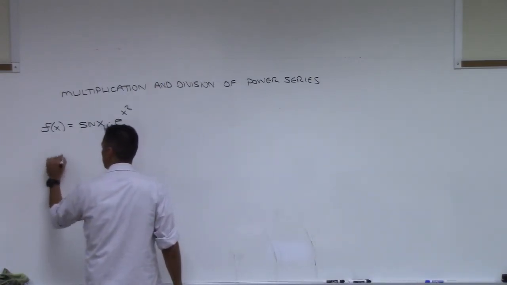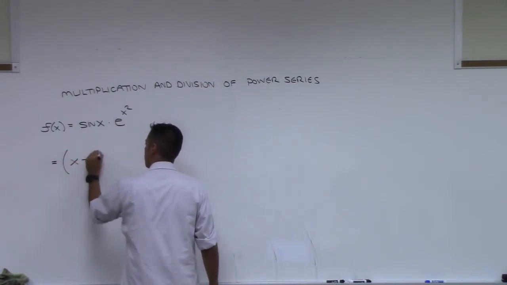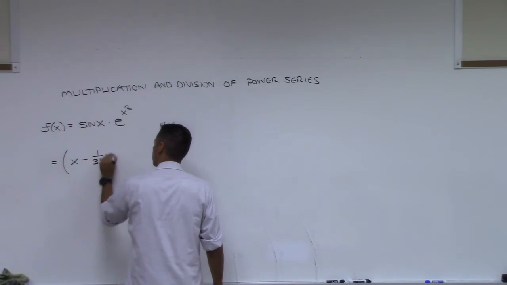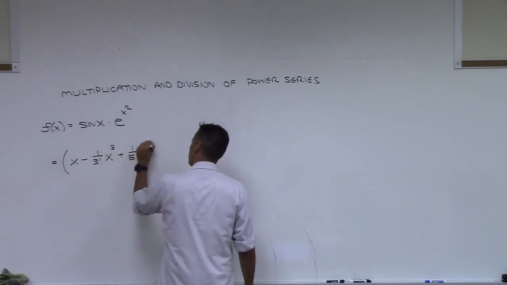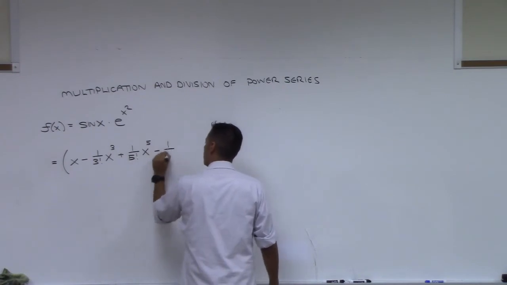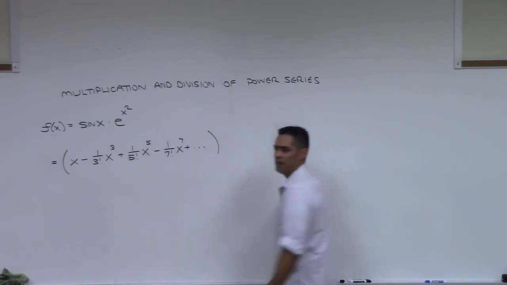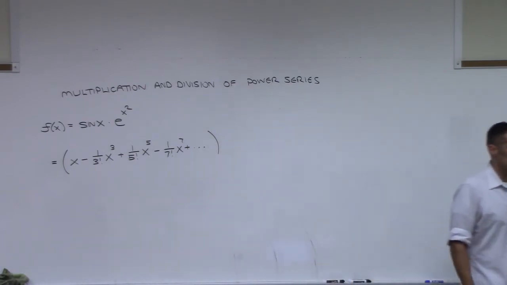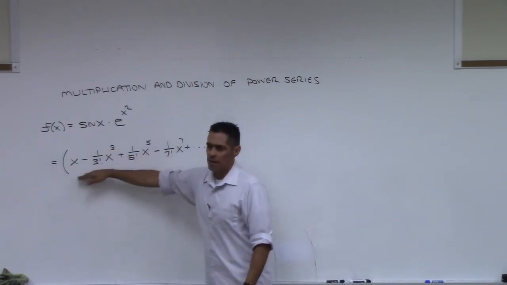So first I'm going to rewrite sine. Sine rewritten is x minus 1/3 factorial x cubed plus 1/5 factorial x to the 5th minus 1/7 factorial x to the 7th plus ... Do y'all agree with that? That's your Maclaurin series for sine of x, written out.